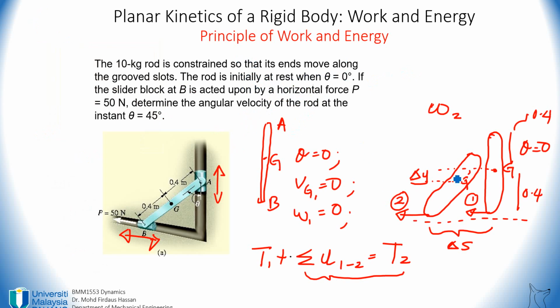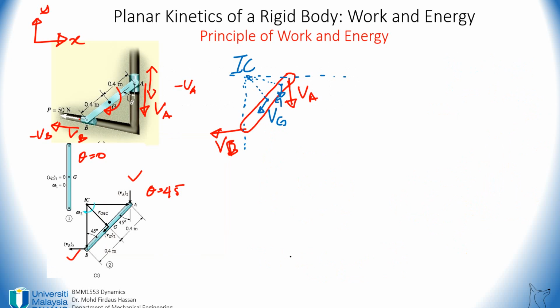Okay, we have the weight changing from this point to this point. So we have work done by the weight. The work done by the weight is weight times delta y. And we have work done by P, so P times the distance delta s. These are the two important works done by forces.